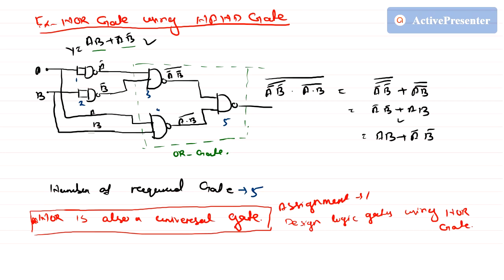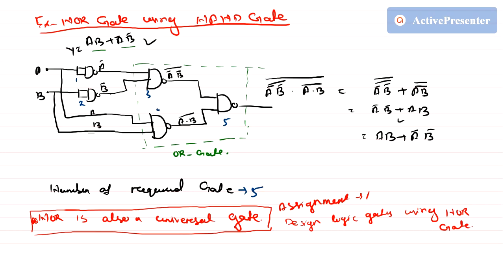So there is no restriction. It's up to you how you simplify and how you get this. If you have any other way to get the output as AB plus A bar B bar, you can do this, no problem. There is no restriction that it has to be designed the way I have done here, but the final output should be AB plus A bar B bar. If you get it any other way, it's correct.